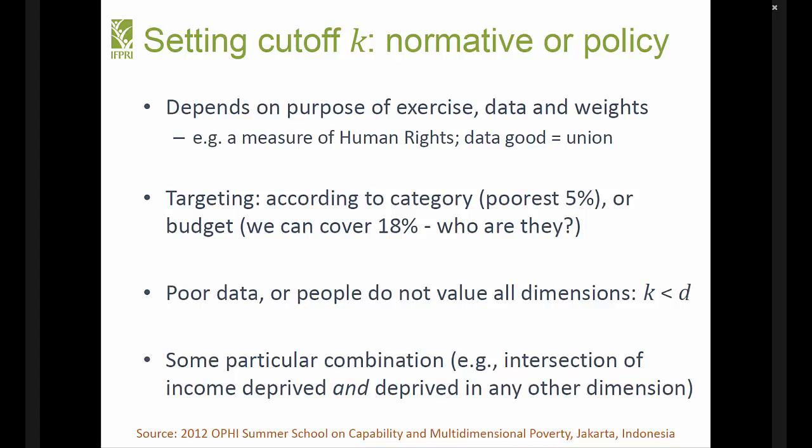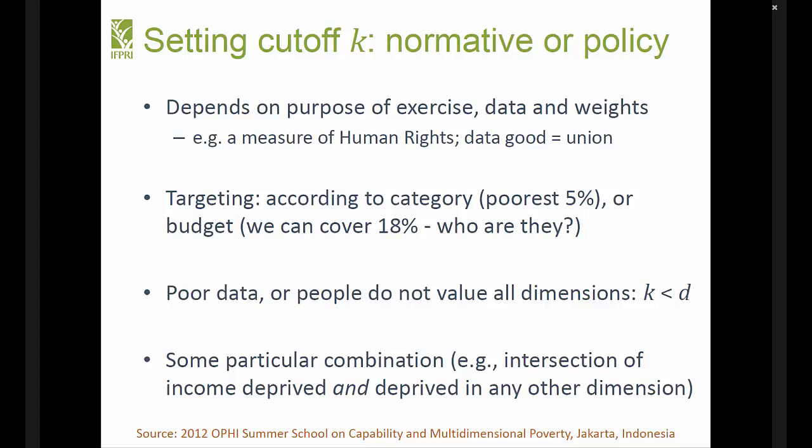If you are using it for targeting, you can target according to categories. So you can look at the poorest 5% of the population, or based on your budget, we can cover only 18% of the population. Who are they? So we can choose the K that will give us the proportion of people who fall in the bottom 18%.